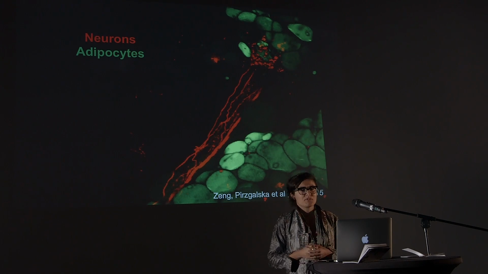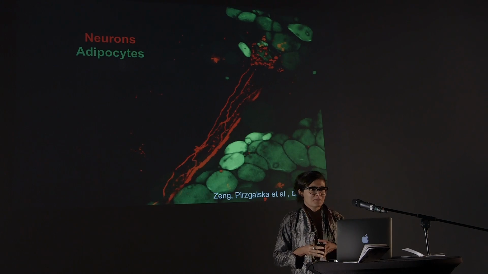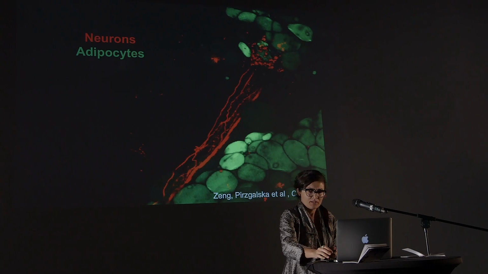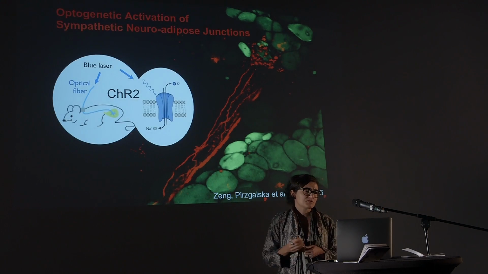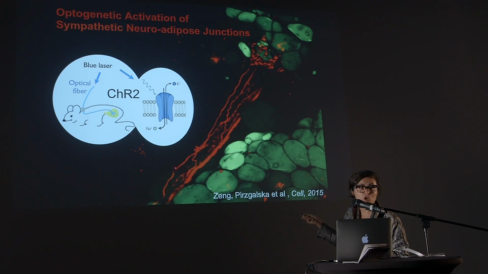So here again, as a scientist, you want to know why things are there, and how do they work, and can you tweak them to work more? And this is what we can do with channelrhodopsin. So again, I am able to put channelrhodopsin using transgenic tools. I am able to produce channelrhodopsin only in these neurons.